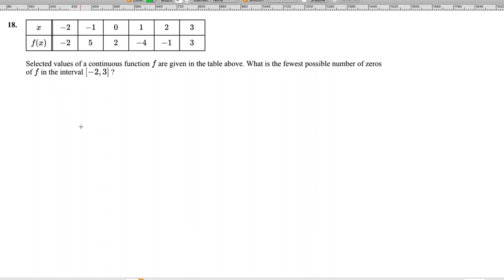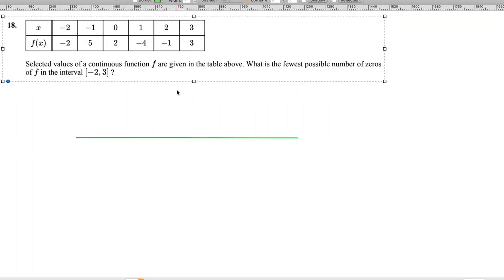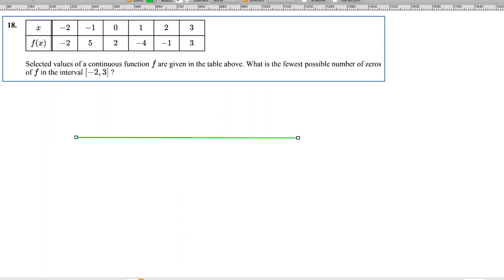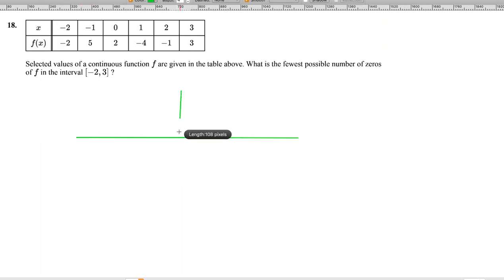Apply intermediate value theorem a few times, but we want to be careful with how we do this. Just make sure that we're going to be good. So I'm going to draw a rough sketch of this. Okay, so here's my axes, my x-axis, here's my y, here's my other side, here's my y. And now here we go.